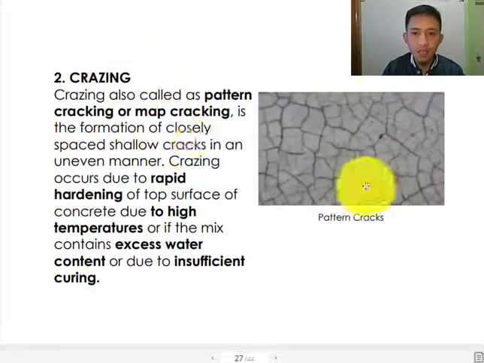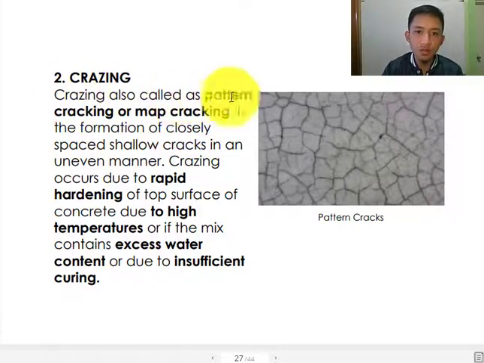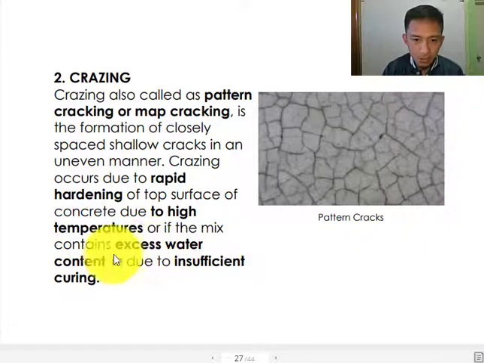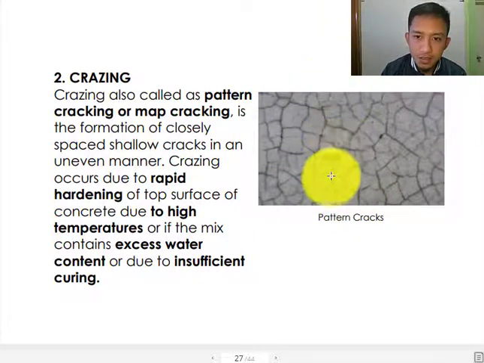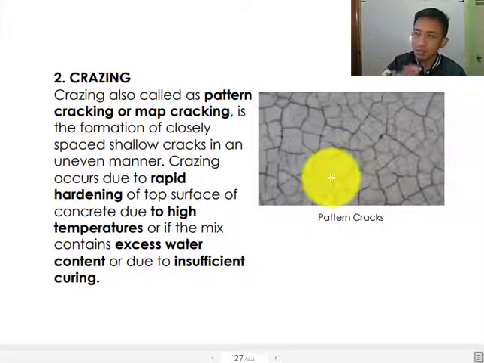So cracks. Crazing, also called pattern cracking or map cracking, is the formation of closely spaced shallow cracks in an even manner. Crazing occurs due to rapid hardening of the top surface of concrete due to high temperature, or if the mixed concrete contains excess water, or due to insufficient curing. So this is the pattern crack, which we know as crazing. This does not have that big an effect on the member itself, because it is shallow, on the finishing or just the surface of the concrete.